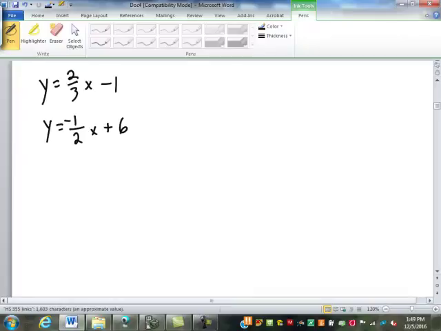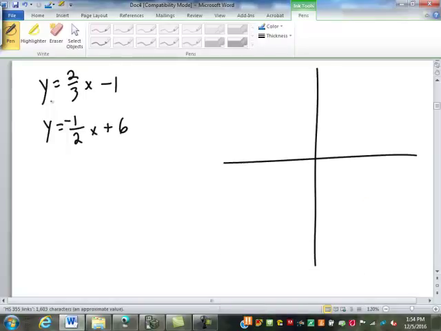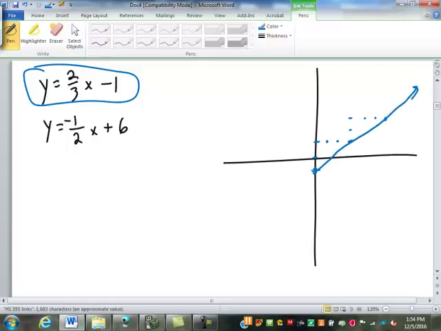Go ahead and give that one a shot. Graph the two of them together. So for the first one up here, we'll call it the blue equation. Where do we start? We start at -1. From there we go up 2 over 3, and I'm going to do it again, up 2 over 3, just to give me a couple of points to go off of. So we're going to pretend that line's straight.